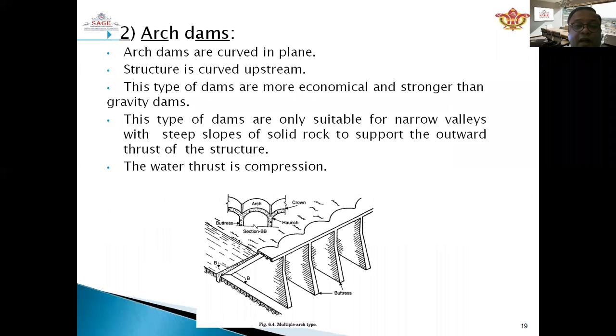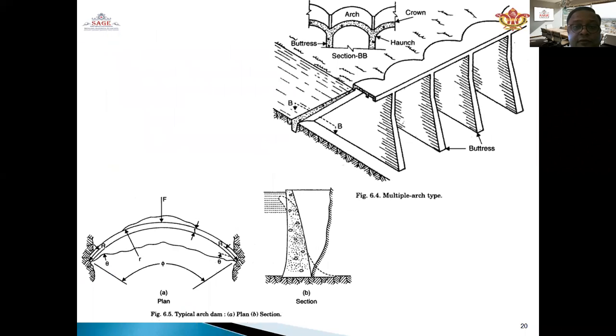Arc dams are curved in plane. The structure is curved in the stream direction. This type of dam is more economical and stronger than the gravity dam. This type of dam is only suitable for narrow valleys with steep slopes of solid rock to support the outward thrust of the structure. The water thrust is compression. These are the types of the dam.